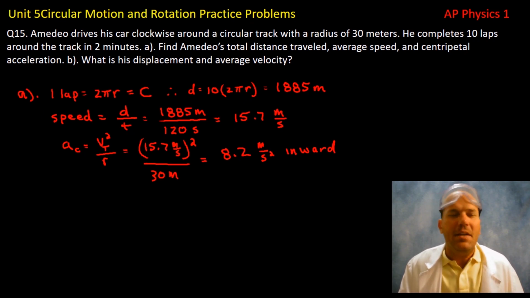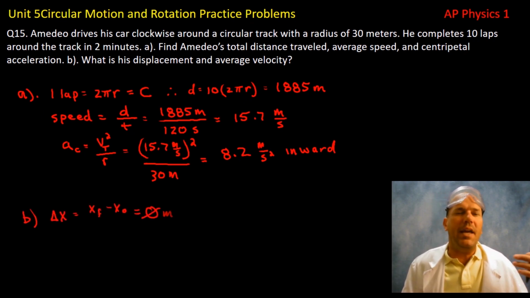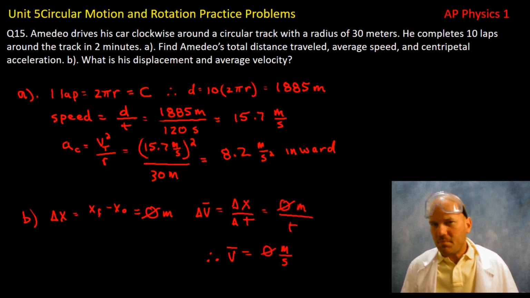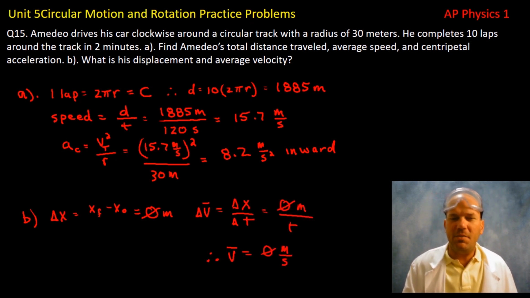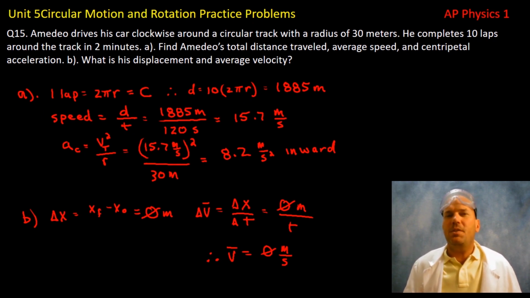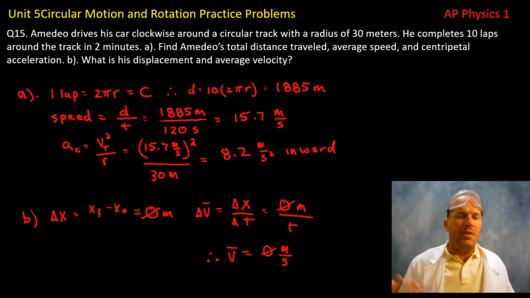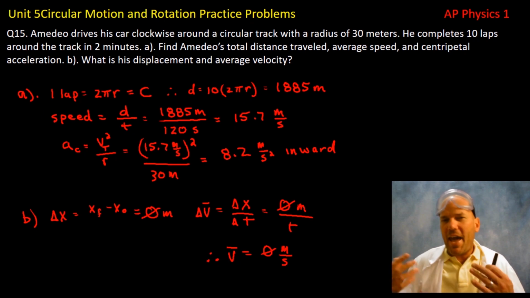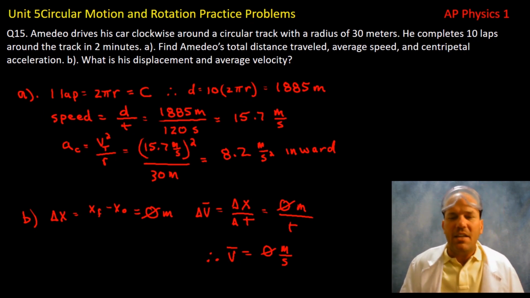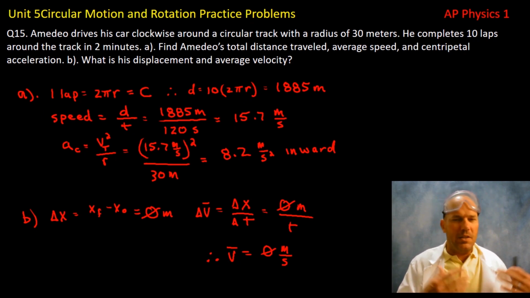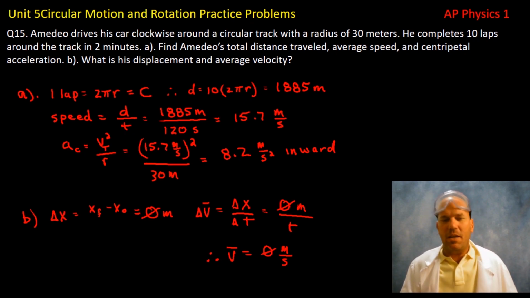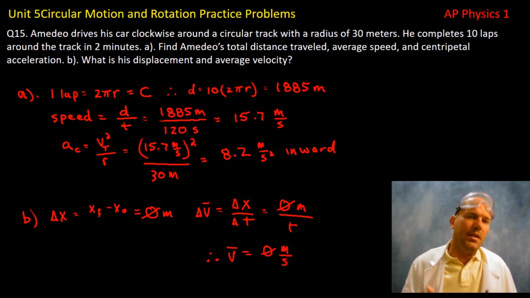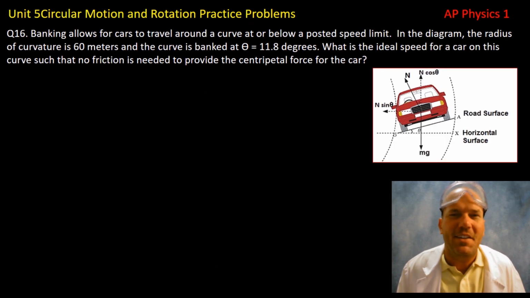In part B, we're asked about the displacement and the velocity. A change in position or displacement is equal to the final position minus the initial position, which is equal to 0. So if the displacement is 0, then the average velocity is also going to be 0. 0 divided by the change in time is 0. Therefore, the average velocity is also equal to 0.